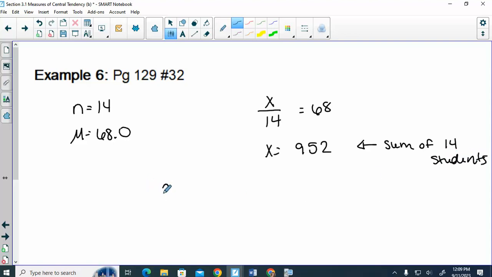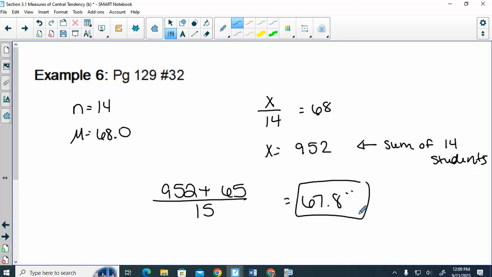So to find my new mean, we have to take the sum of those first 14 plus the sum of the 15th student, which was 65, and now we divide by 15. And so the mean is now 67.8 inches. Does that seem reasonable? Her height was below average, so it should drop the average a little bit when we brought her in.